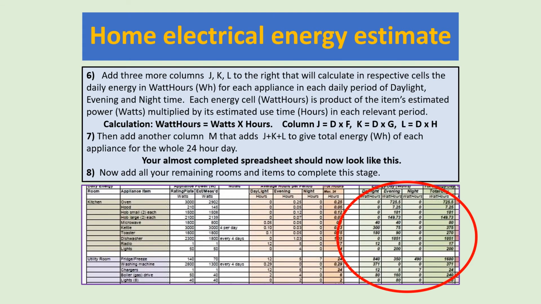Add 3 more columns, J, K and L, to the right of the sheet that will calculate in their respective cells the daily energy in watt-hours for each appliance in each daily period of daylight, evening and night time according to your daily habits. Each energy cell is a product of the item's estimated power in watts multiplied by its estimated use time in hours in each relevant period.